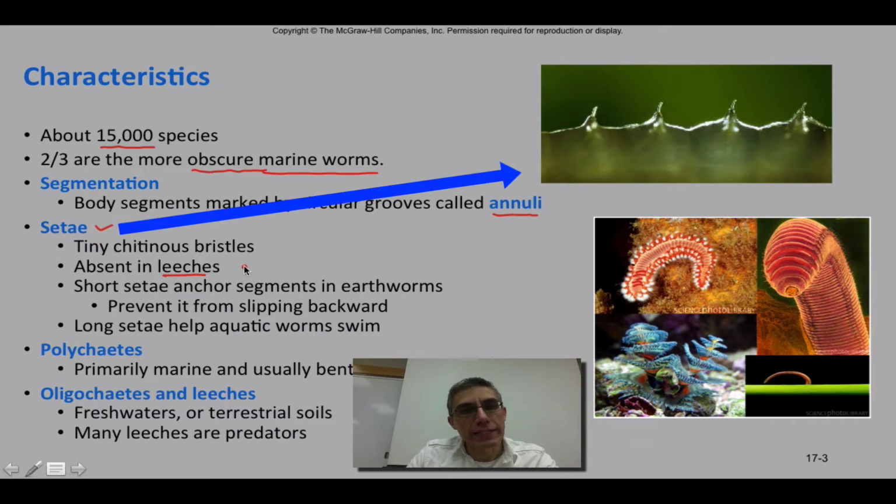Another unique characteristic of the annelids, except for the leeches, is they have very, very tiny bristles called setae, and they're chitinous in composition, so that's what they're made out of. The short setae are going to act as anchor segments in the earthworms.